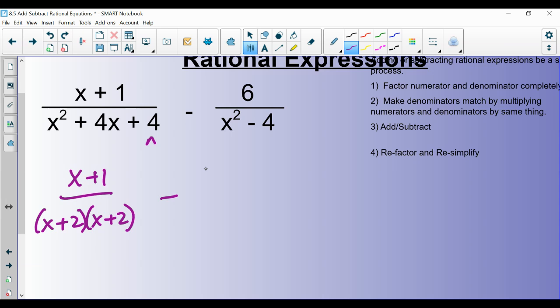Then we would factor this problem over here. We have a 6 in the numerator. That can be simplified, but our denominator here could be factored into x plus 2 and x minus 2. Remember, this is a perfect square subtract a perfect square. X, 2, add them, subtract them. That's how you'd factor that.